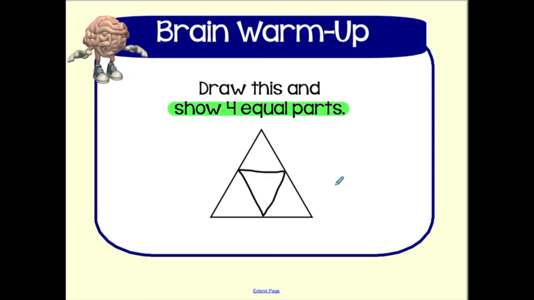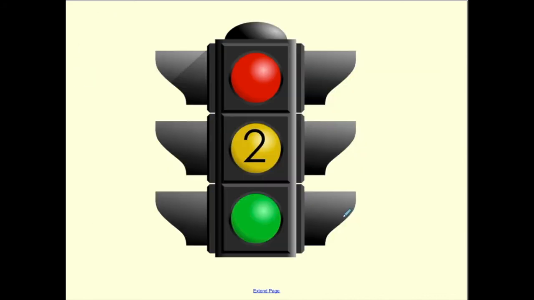Look at that, guys. 1, 2, 3, 4 equal parts. Yep, it's like the green triangles from the pattern blocks. Yep, totally. That was a tricky one. All right. Now we're going to go on to number 2.